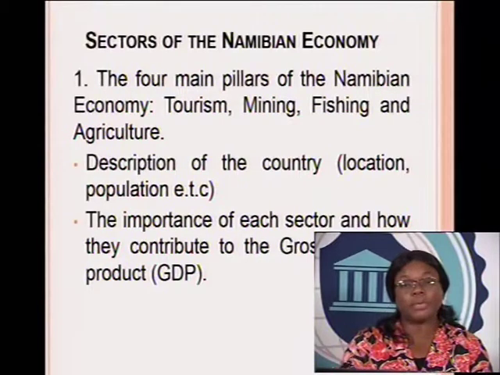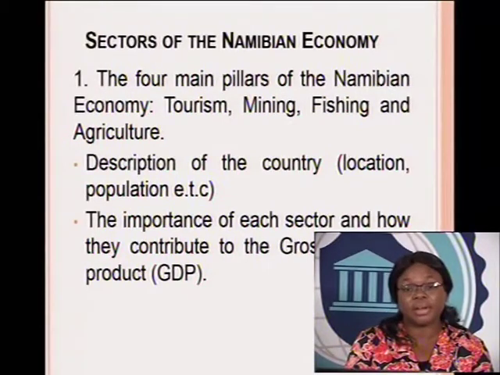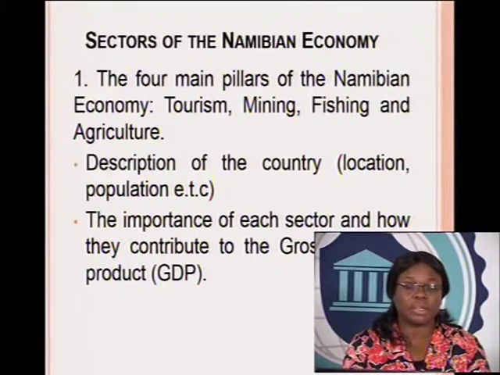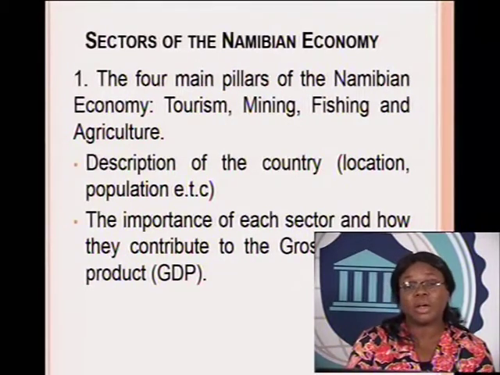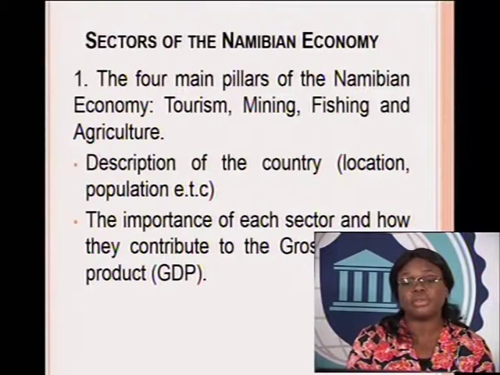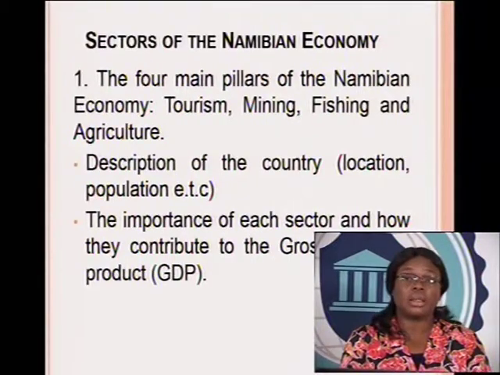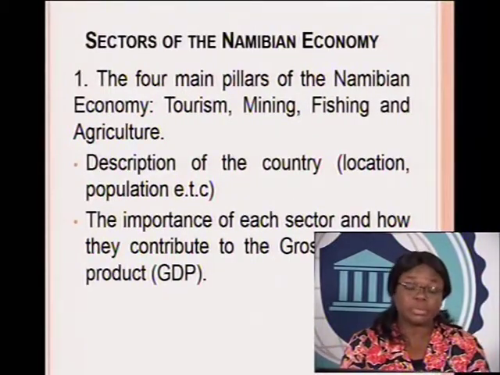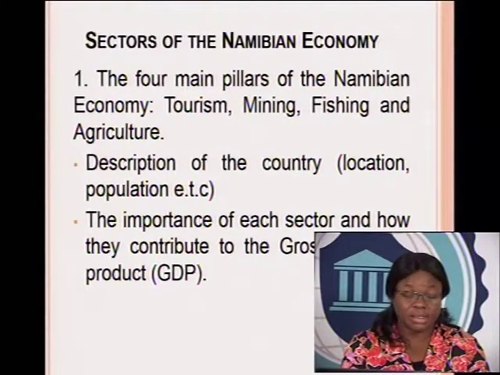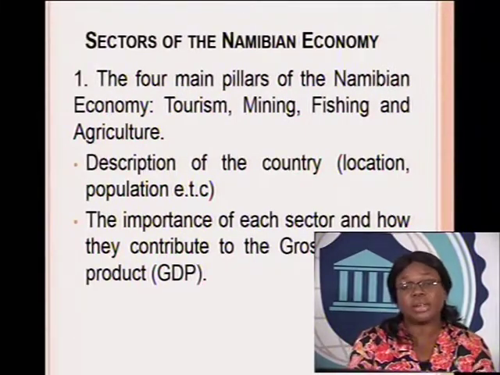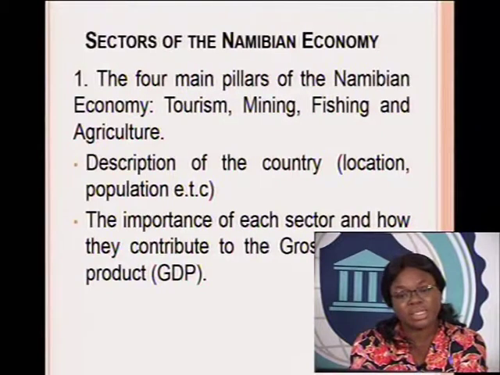Now let's go into the Namibian economy. What are the sectors of this economy? There are so many sectors, but the four main sectors which we refer to as the pillars of the economy. In other words, these four sectors generate the bulk of the GDP. The tourism sector, the mining sector, the fishing sector, and agriculture.